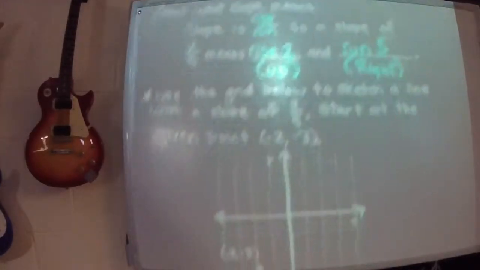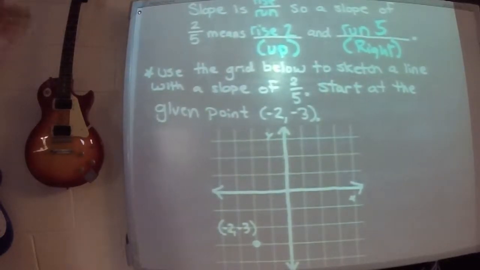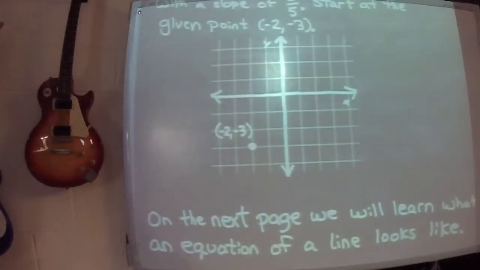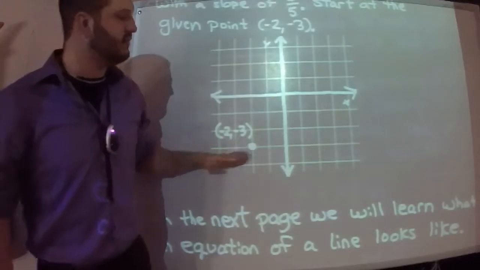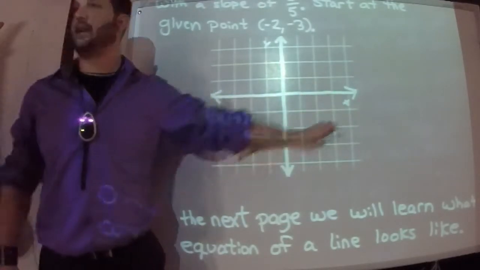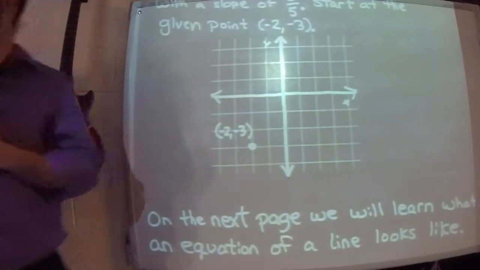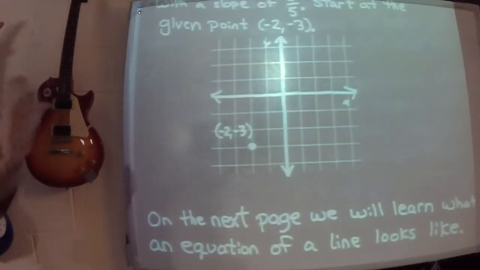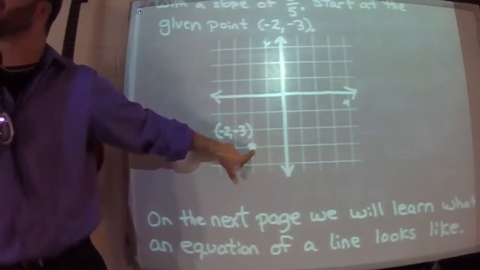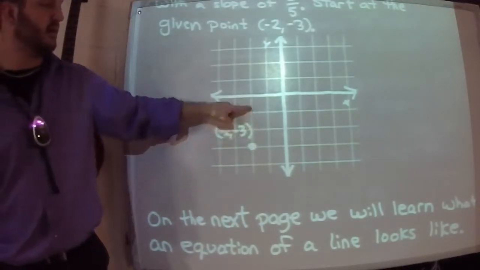Use the graph below to sketch a line with a slope of 2/5, and then they're going to say start at the point -2, -3. Just kind of an arbitrary point out there. So we have a line that goes through this point, -2, -3. What's the slope of it supposed to be? Up 2 over 5. Yes, the slope is 2/5. So from the point, go up 2 and over 5.